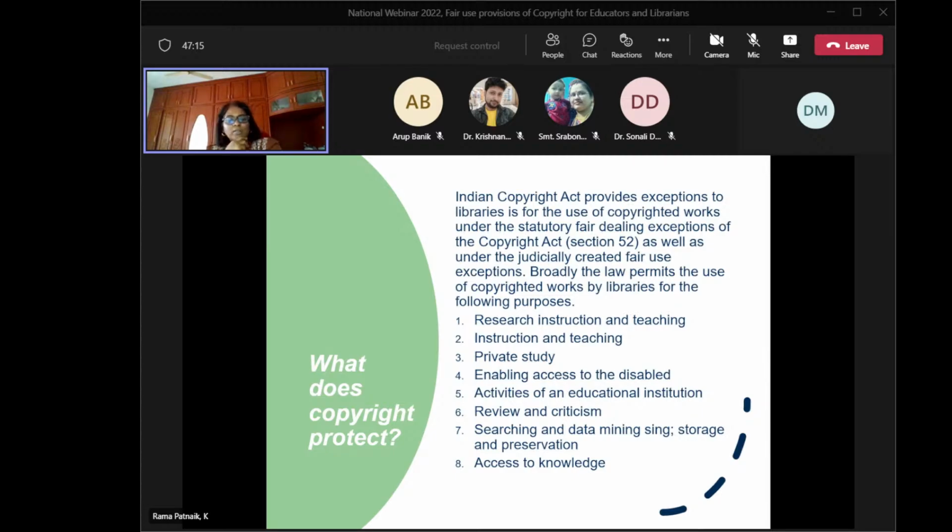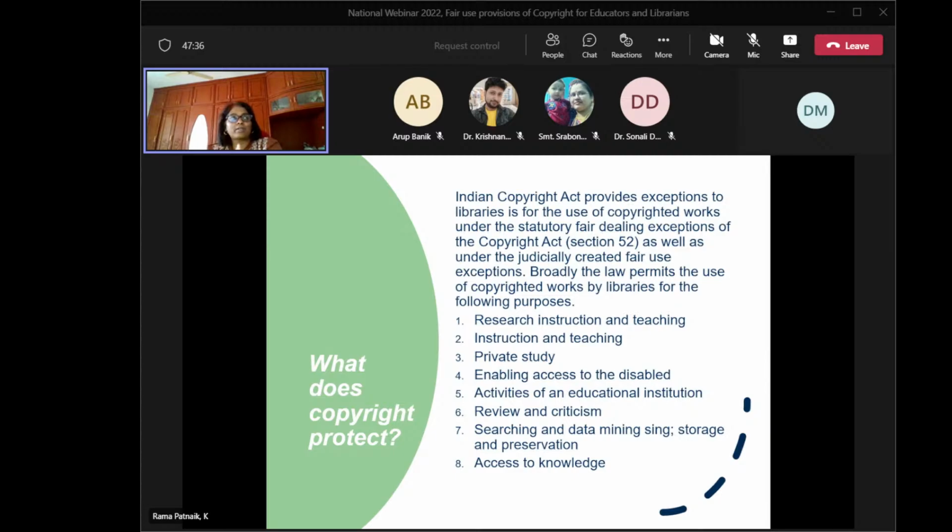I think that is also allowed. Nowadays, I think data mining is also allowed. Text and data mining, and storage and preservation. So these are some of the activities librarians are familiar with, the copyright issues.